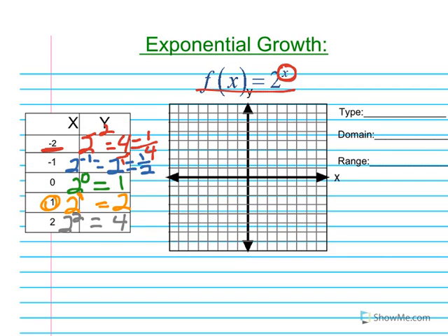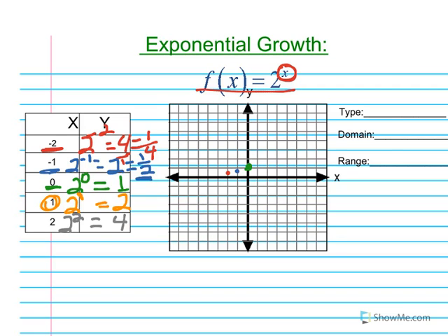So now we're going to take a moment and we're going to graph these points. The first one in red is the point negative 2, 1/4. So negative 2, but I'm only going to go up 1/4. So now let's plot the next one. Negative 1, 1/2. And then let's go ahead and graph the next one. We got the point 0, 1.